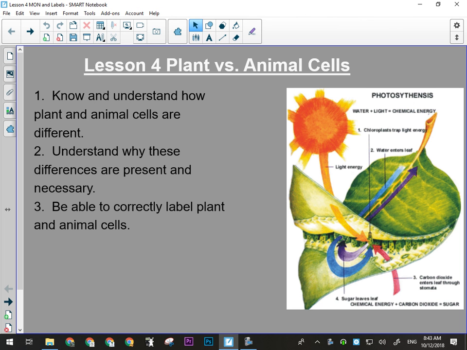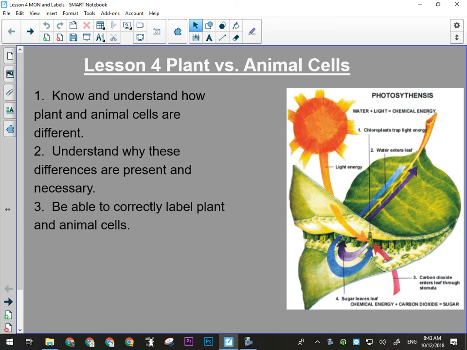So today's lesson is going to be on what we call modes of nutrition. We're going to look at how plant versus animal cells acquire their energy, process it, etc. And then we'll look at the structure of both plant and animal cells due to the fact that there are obvious structural differences because of these modes of nutrition.